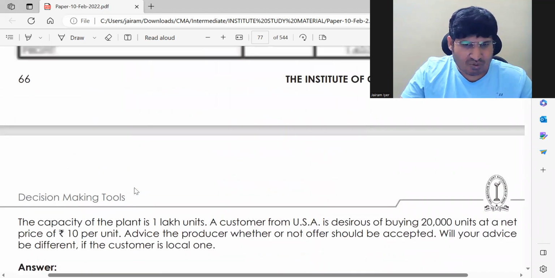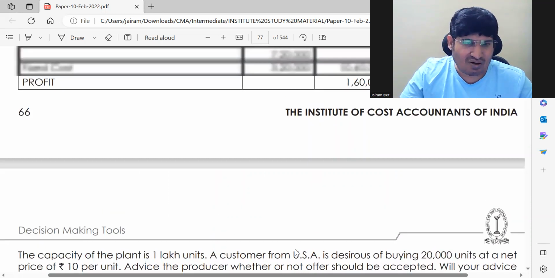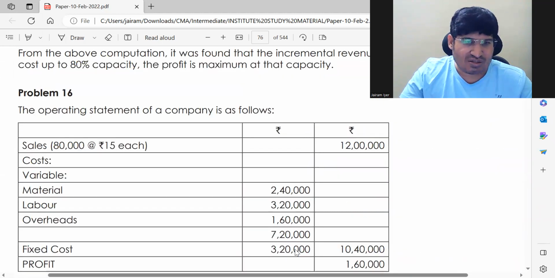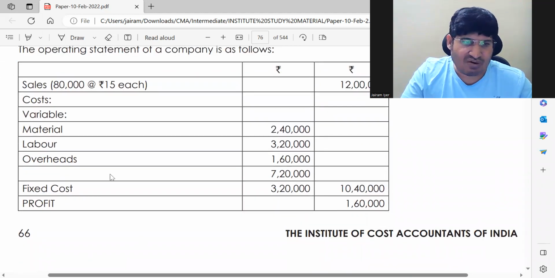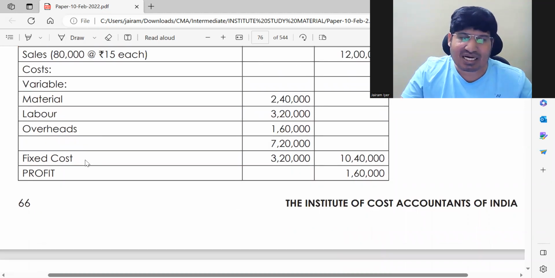Now the question is, capacity is 1 lakh units. Total capacity is 1 lakh units. And now we are doing 80,000. This is for 80,000, that is 80% of 1 lakh units, correct? So we are at 80% activity level, correct?